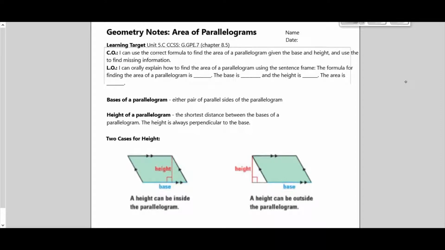Today we're going over area of parallelograms. So that's our content objectives: to be able to find the area of a parallelogram and then use given information to find the area as well. The language objective is to be able to explain how to find the area using the sentence stem: The formula for finding the area of a parallelogram is blank, the base is blank, and the height is blank, so the area is blank.